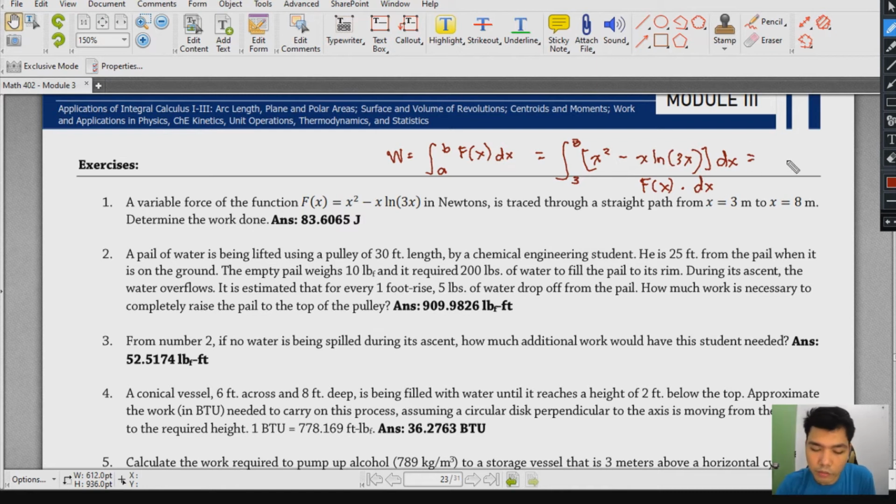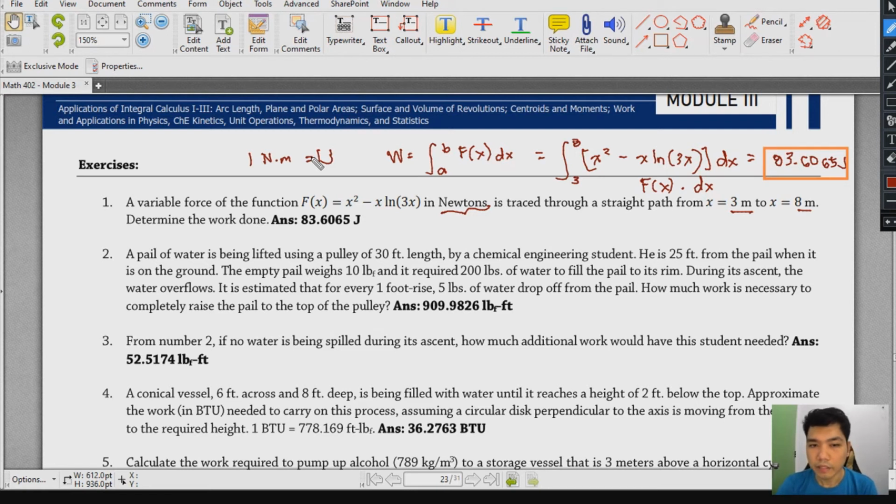Okay, so this gives me 83.6065 joules, and that is our answer for this very basic problem. So you don't have to worry about the units here. Remember, if you have the unit of force in newtons, and the limits of integration in meters, you'll get newton meter, which is equal to joule. So 1 newton meter is equal to 1 joule.